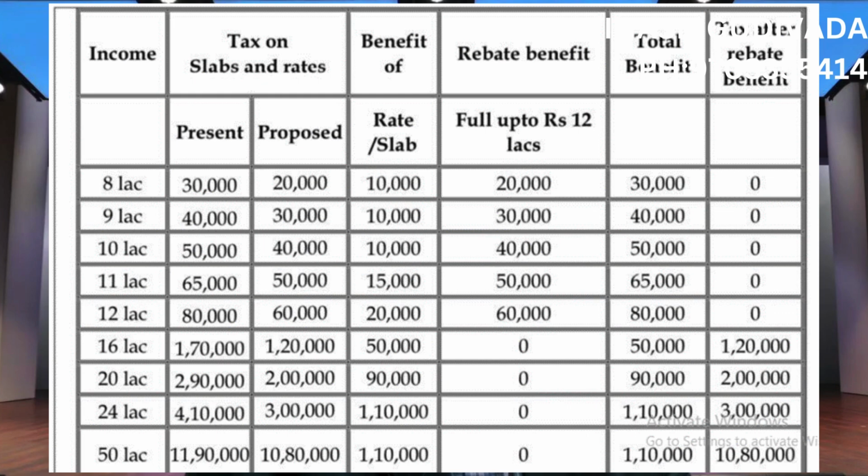If your income is 16 lakhs, then in the present regime 1,70,000 is your tax liability. In the proposed regime, that is from financial year 25-26, it is 1,20,000. What is the benefit? 50,000 is the benefit, sir. Like that, for 50 lakhs, 1,10,000 is the benefit. So anyway, for all taxpayers there is some benefit, and the maximum benefit is 1,10,000 compared to previous.